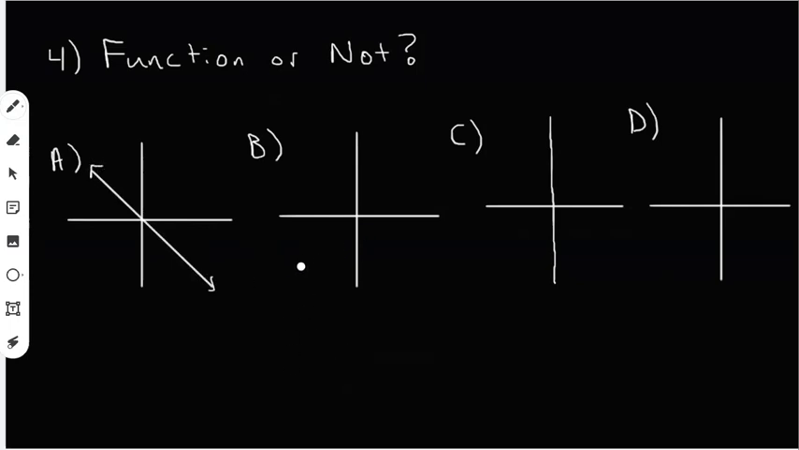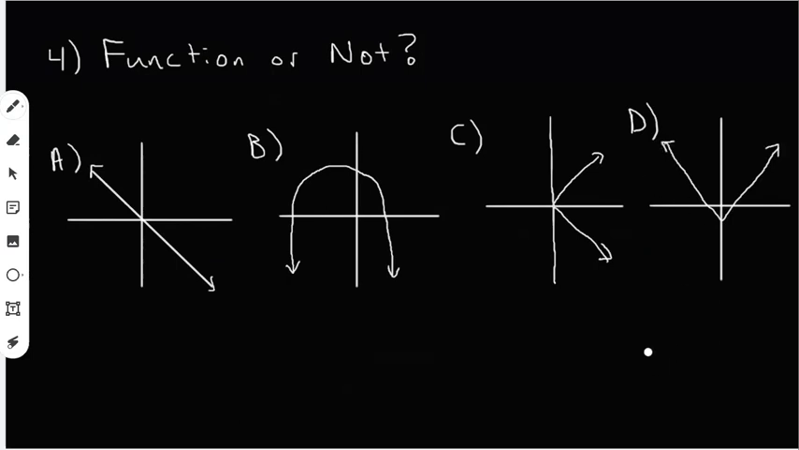The second graph looks like this. It's a U shape, but it's upside down. We call that a parabola. This third graph is going to be a V shape, but it's turned sideways. And then the last answer choice, D, is going to be a V shape that is right side up.